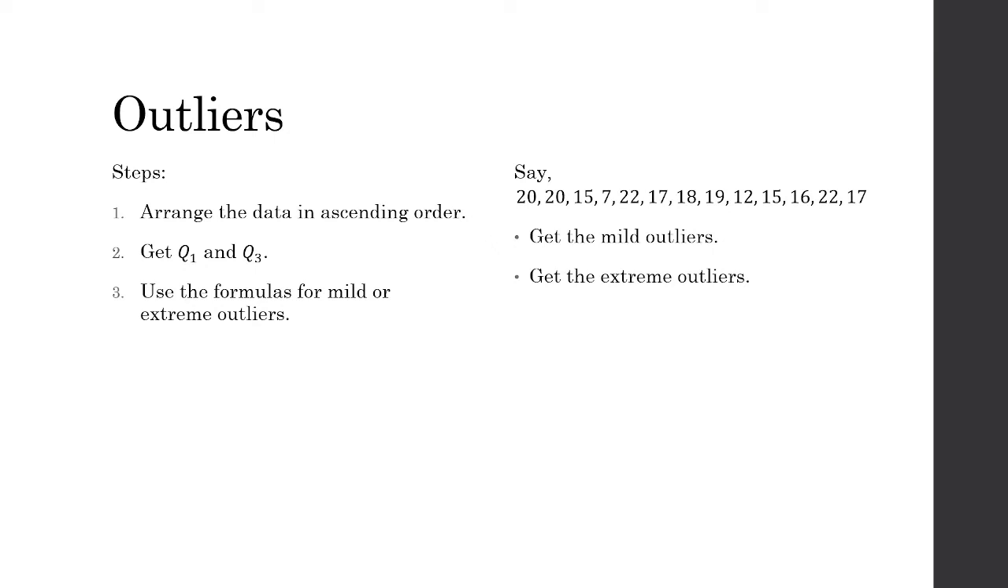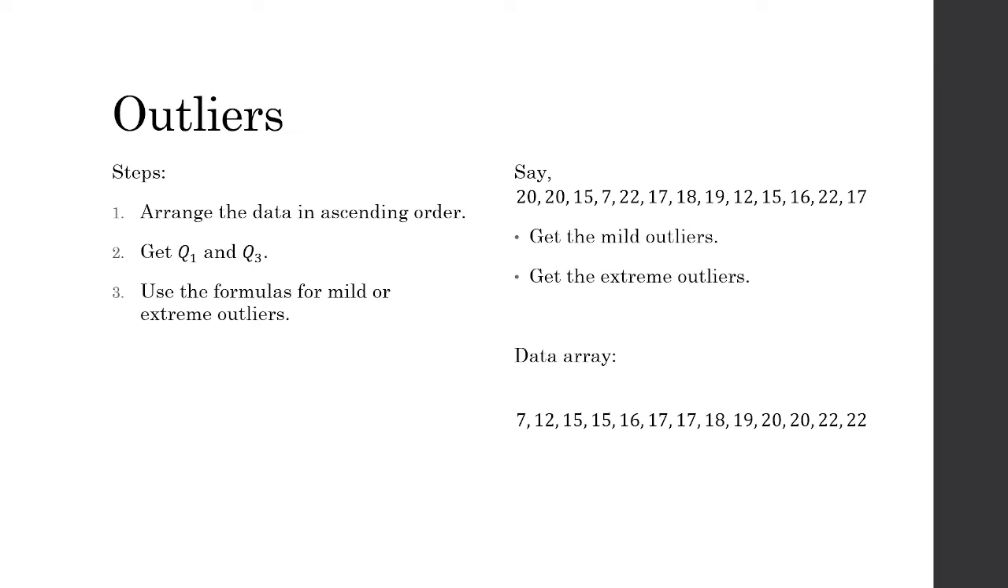So, for the example we have here, we have to arrange the data in ascending order. May formula naman. Then, we need to get the first quartile and the third quartile. Then, we will be using the formula to identify mild or extreme outliers. So, in here, we just need to write the data array: 7, 12, 15, 15, 16, 17, 17, 18, 19, 20, 20, 20, 22.